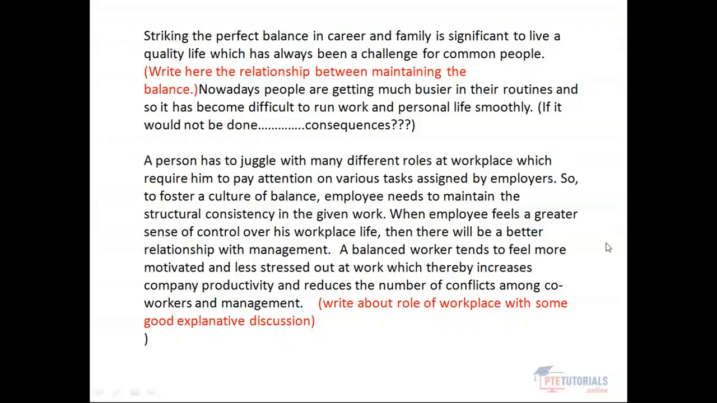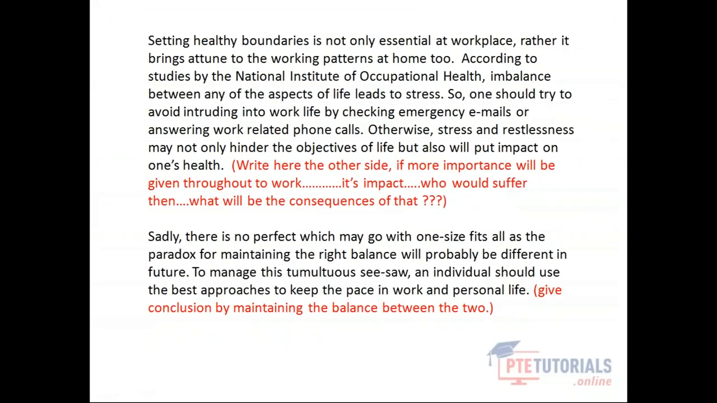In the next paragraph, setting healthy boundaries. Now I'm done with my career part, my workplace part. Now I write here the other side. If more importance is given throughout to work, I'm working 24/7, but giving no importance to my family, then what will be its impact? Who would suffer then, basically? And if this goes on, then what will be the consequences of that? You have to write each and everything.